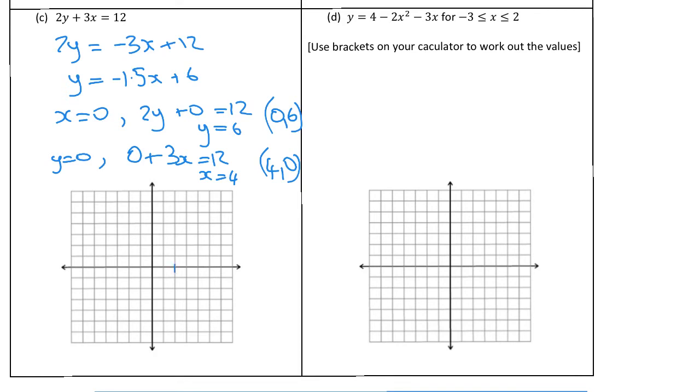So 2, 4, 6. Mark those on, and then join them up with a nice straight line.